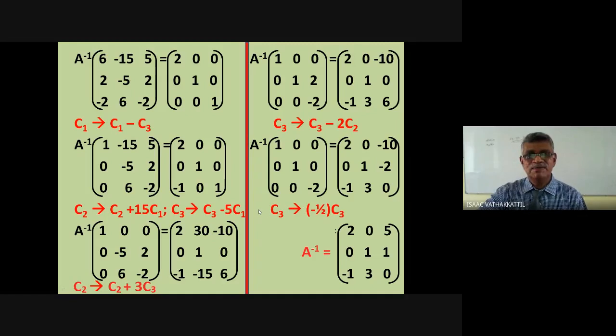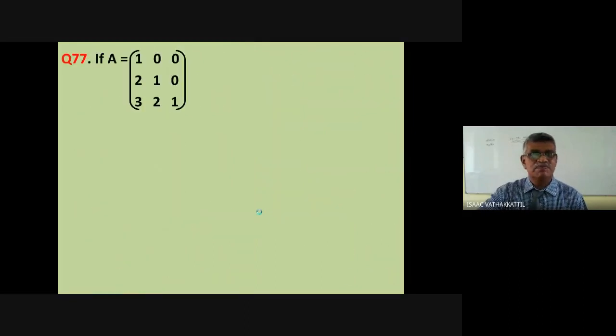All the steps are here. Okay? We got the A inverse using column transformation. Well, I'll pick up one more. Before that, we'll pick up a question.